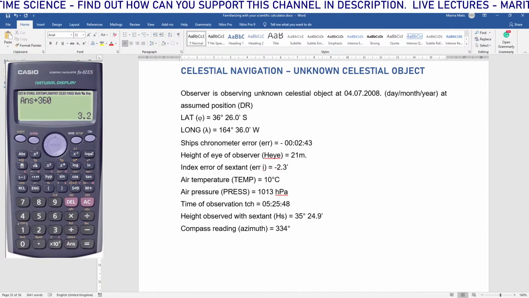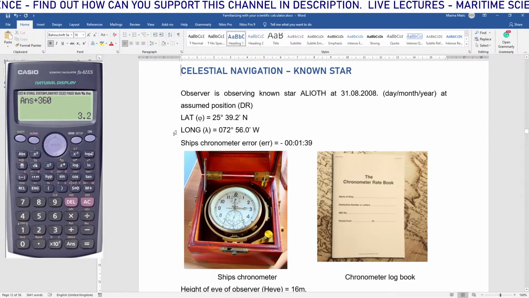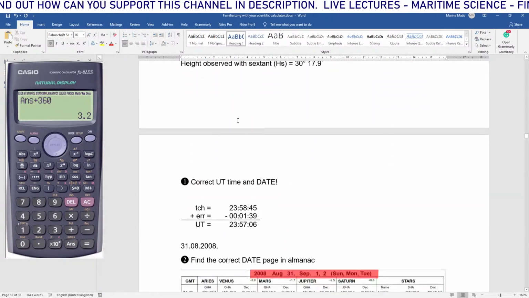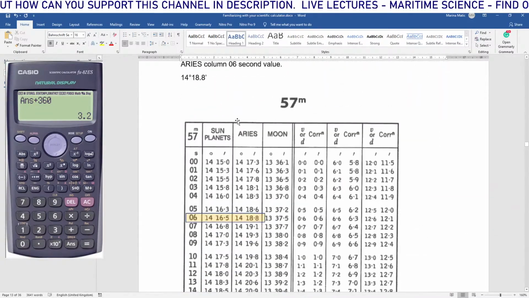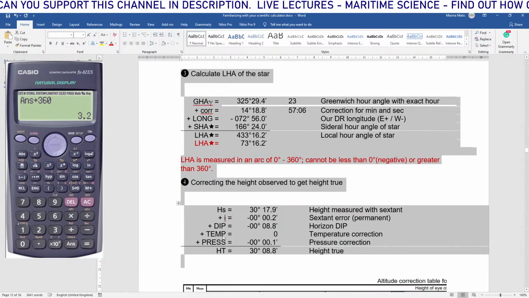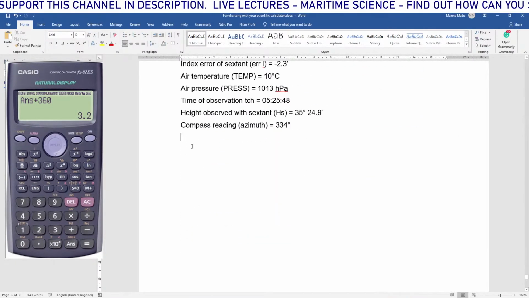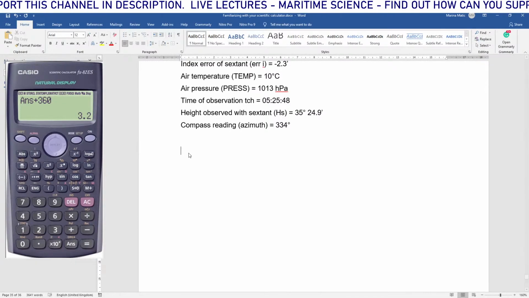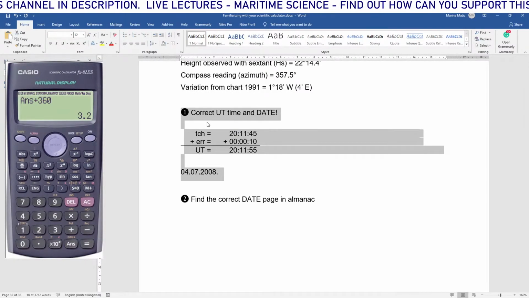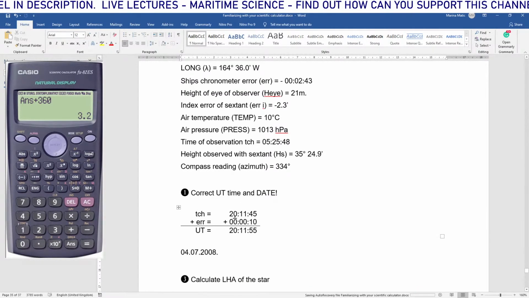identify this object. Because the unknown object cannot be sun or moon, it can be either star or planet, and I'm going to use the procedure for either star or planet, it doesn't matter, because once I calculate the data, it's going to be either star or planet. And the first step is always to get correct UT time.